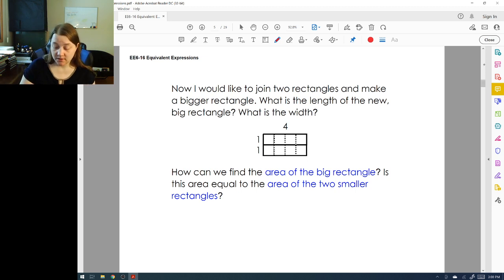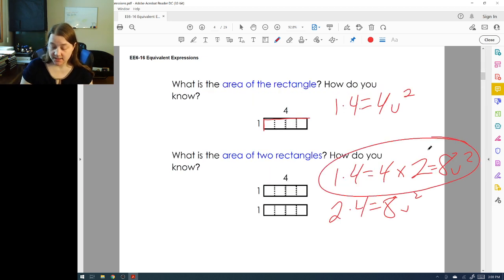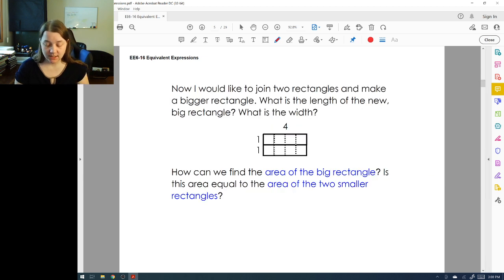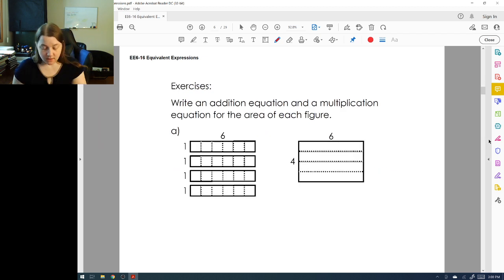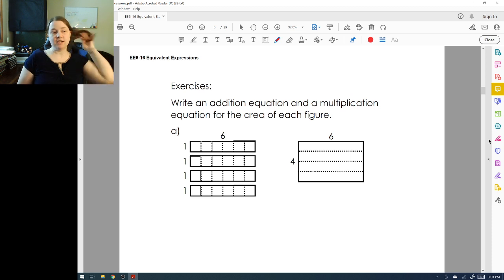So before, they were looking at this way. To show what this would look like, we're going to take a look right here where we join this up. And now 1 and 1 make 2. They want us to write an addition equation and a multiplication equation to find the area of each figure.